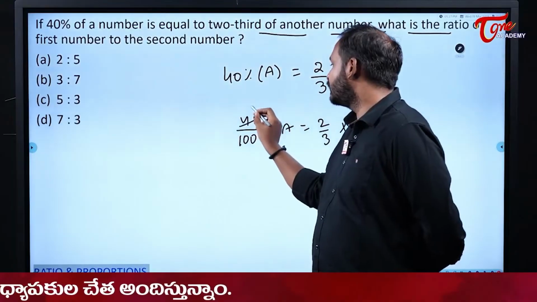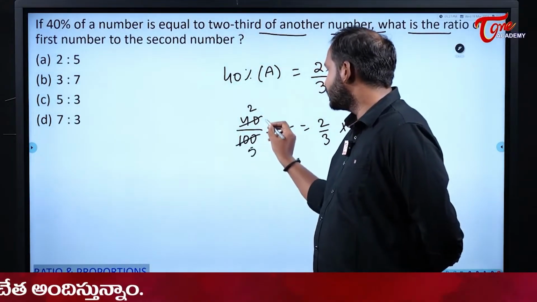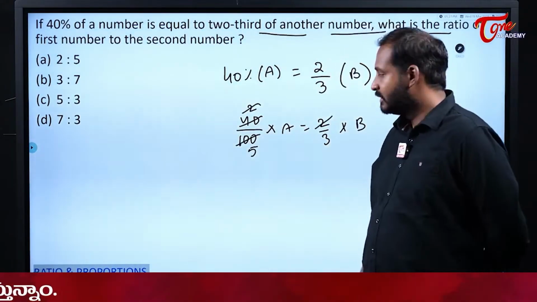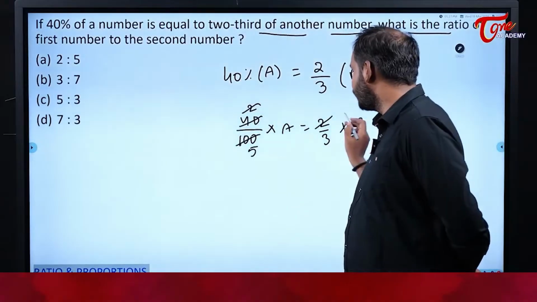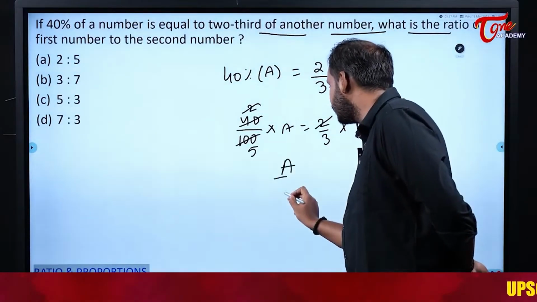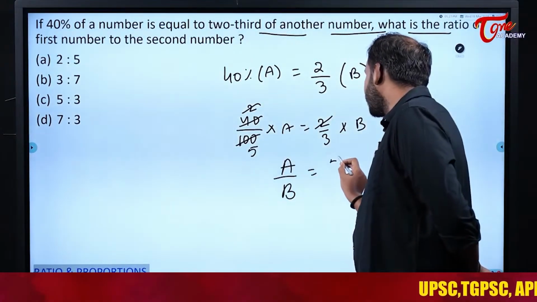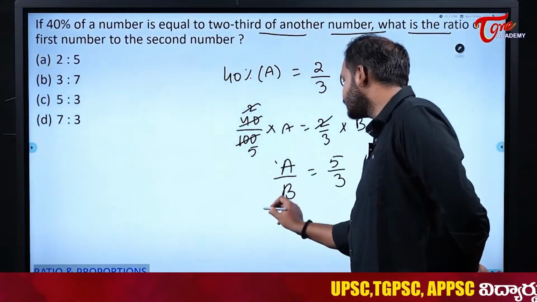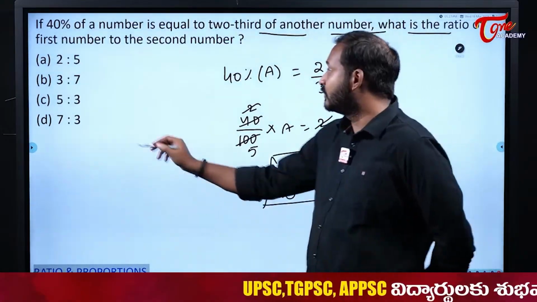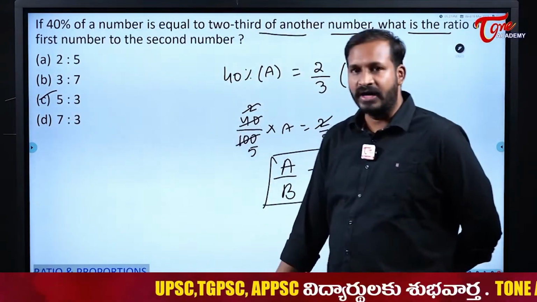So now what happens? 2 by 5, and the 2 will get cancelled here. So I will send B to this side and 5 to this side. So A by B becomes 5 by 3. So A by B is equal to 5 is to 3.